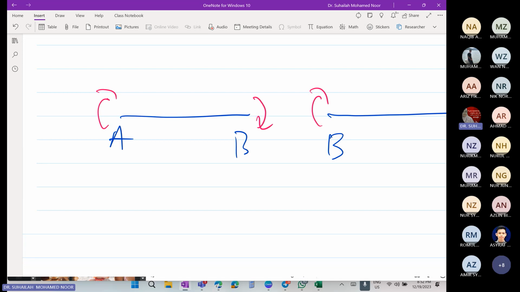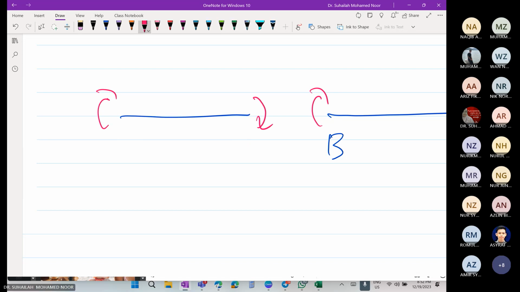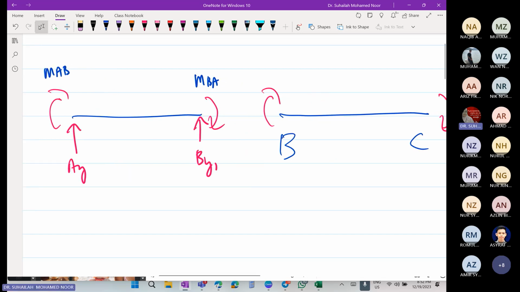And actually beside member and moment, it has AY and BY, the shear values, because A is a support and B is a support. Okay, there is no loading on member AB. So this is actually MAB. This is MBA.